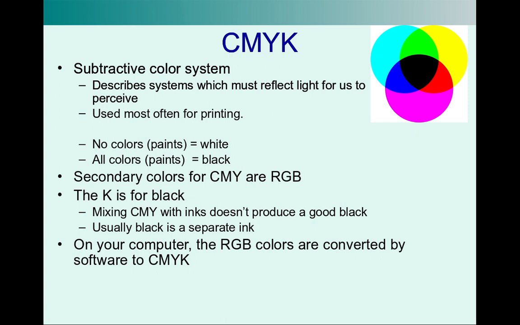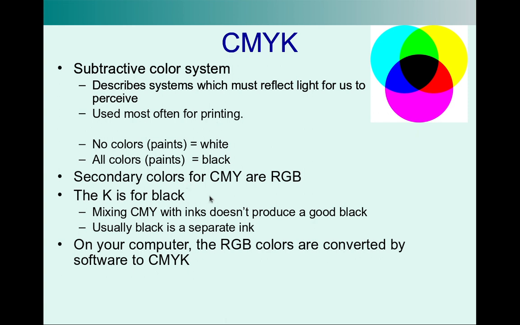Here it is opposite. If no colors are there, I mean no paints are there, that will be white. That means if there are no paints, no light wavelengths will be absorbed, because there are no paints. If a paint is available, it will absorb some light waves and reflect some light waves. In the same way, if all colors, all paints are present, they will absorb all the light wavelengths, and that's why black will be perceived. So this is a subtractive color system, CMYK, and it is used in printing.